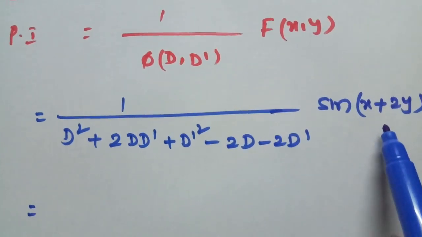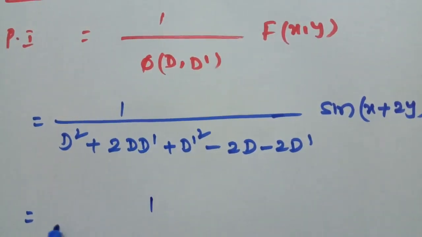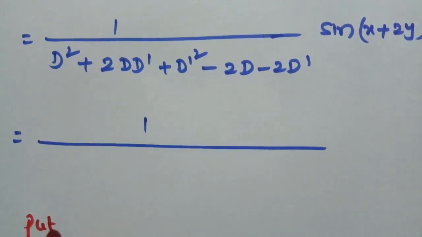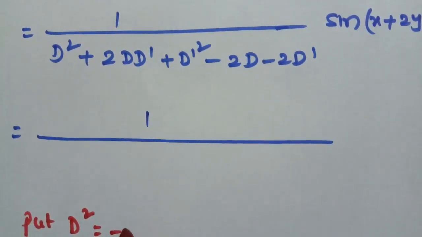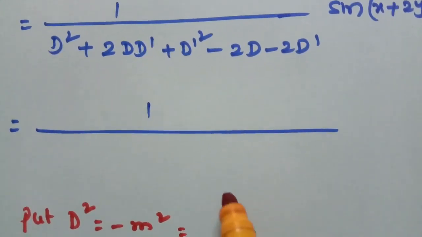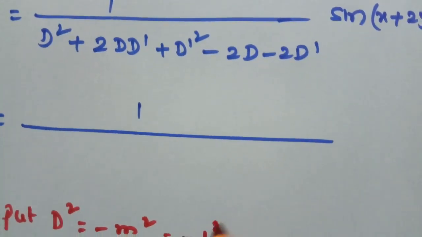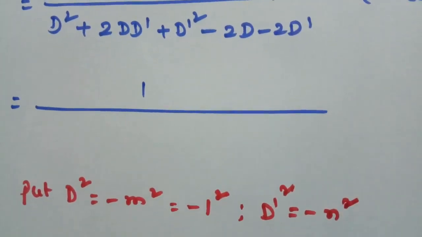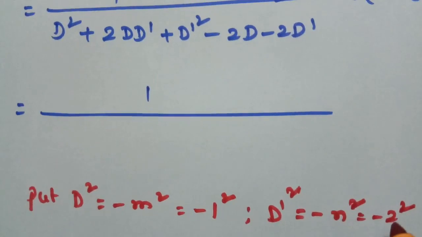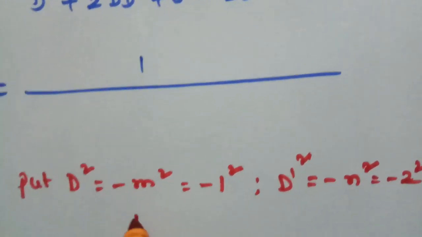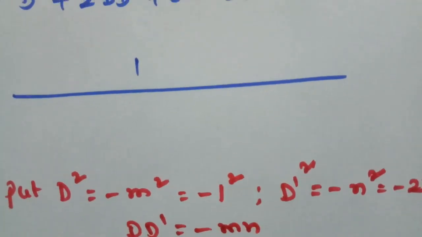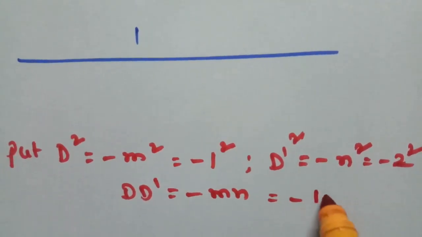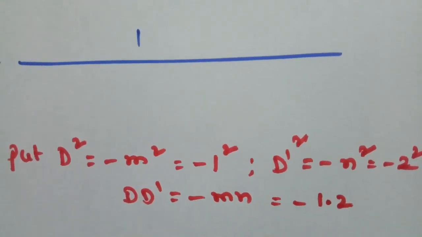Here also we can follow the same procedure. Here the substitutions are put: D square is equal to minus m square, that is equal to minus 1 square, and D dash square is equal to minus n square, that is equal to minus 2 square, and DD dash is equal to minus m into n, that is equal to minus 1 into 2, therefore minus 2.